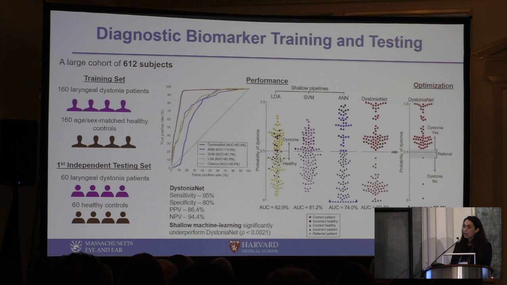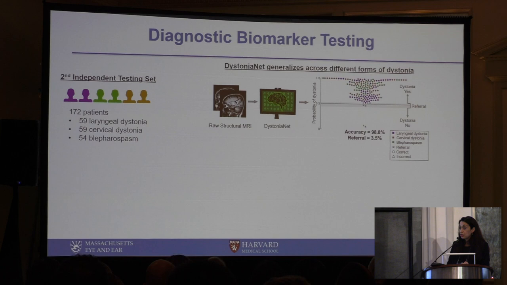The referral reduces misclassifications by the algorithm, so it increases its accuracy, but also provides the so-called gray zone, where a patient either comes out as having a high probability of dystonia or a low probability of dystonia, or in this gray zone, we need to still see how symptoms would develop. So we further tested it on a larger data set of patients with other forms of dystonia, including laryngeal dystonia, and the accuracy of the algorithm was quite high at 98.8%, with a referral of 3.5%. Importantly, the diagnostic time per case was under a second.